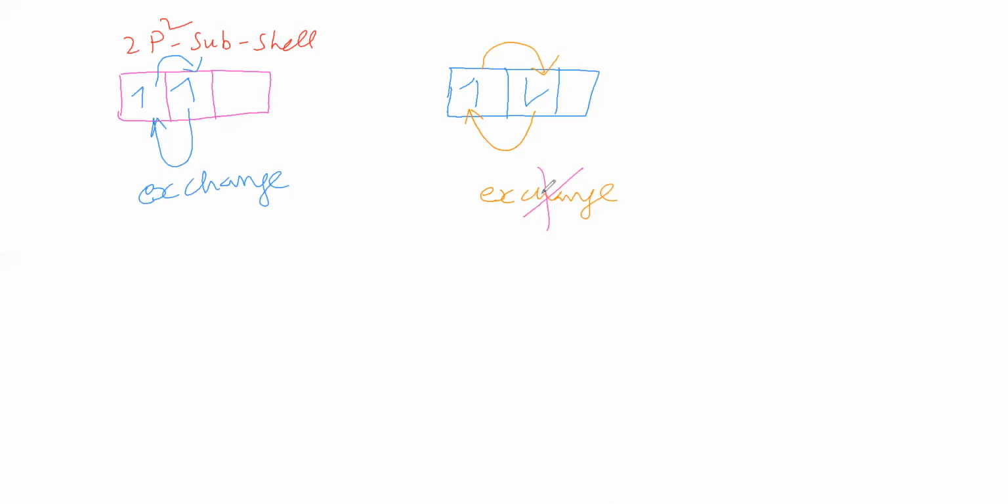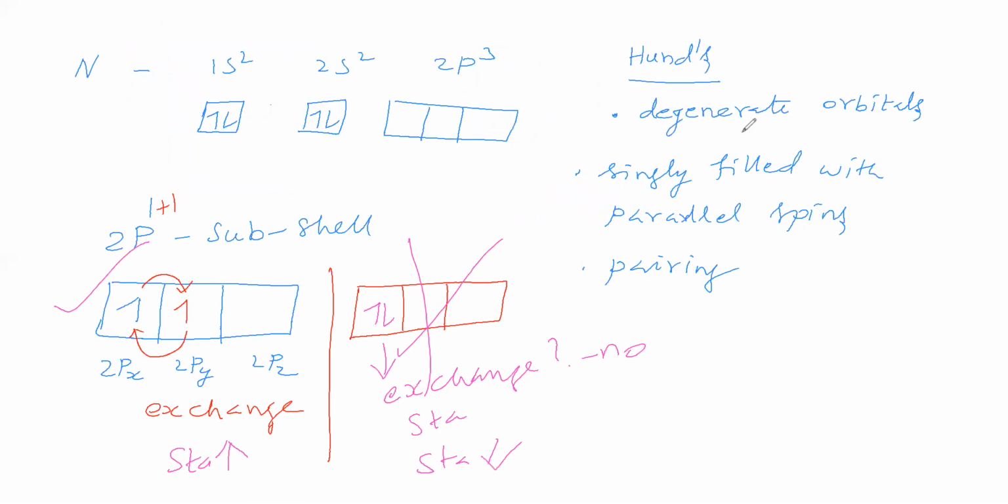So we have to follow Hund's rule. Hund says that in degenerate orbitals, electrons first fill singly with parallel spins. First go for singly filling with the parallel spins, then go for pairing. So as per Hund's rule, we said singly filled first, then only pairing.